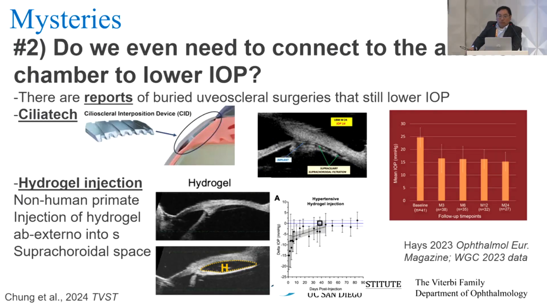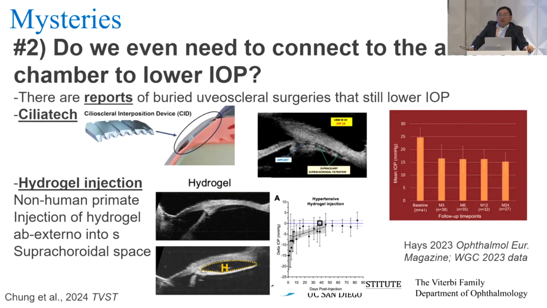Mystery number 2, and this is the one that's very interesting. Do you even need to be connected to the anterior chamber for this to work? There are a couple of stories out there of CyPasses that were badly placed. They were placed so deep that the cleft was closed, yet IOP is still low. Really? I don't know. But then there's Ciliatech that's coming in Europe. Ciliatech is an implant that just goes into the suprachoroidal space ab externo. They claim no connection to the anterior chamber, and they claim it works. How?